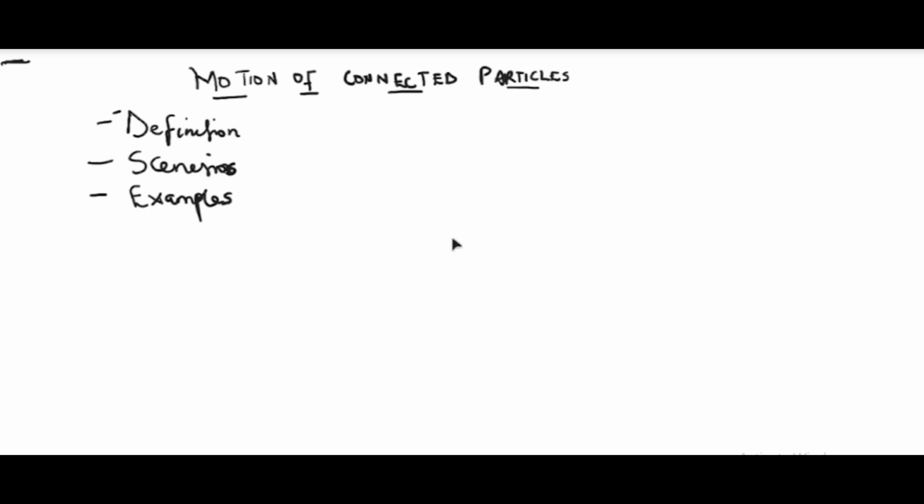So today we're going to be looking at a very interesting topic in physics as well as further mathematics, and that is motion of connected particles. So now, what are we going to be touching under this topic? What is motion of connected particles? What are the scenarios and examples?